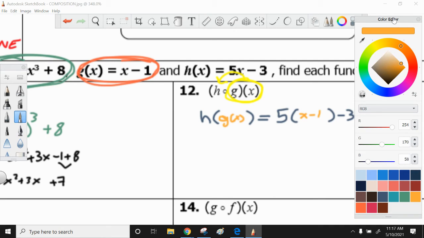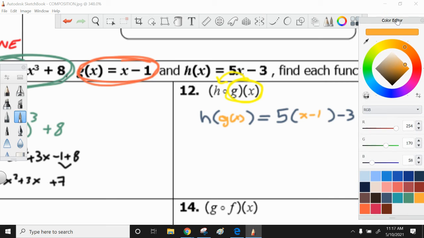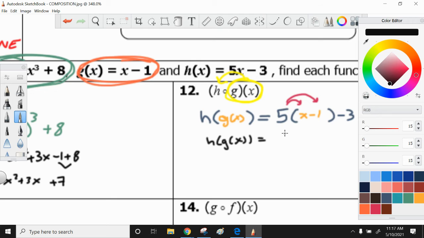And you can tell already, this question is considerably easier than the last one because all we need to do is distribute the 5. We don't need to FOIL anything. We definitely don't need to triple FOIL anything. And so we're ready to pretty much wrap it up. H of G is 5x minus 5 minus 3. And so that would be 5x minus 8. A little bit of distributing, and we're wrapping it up.